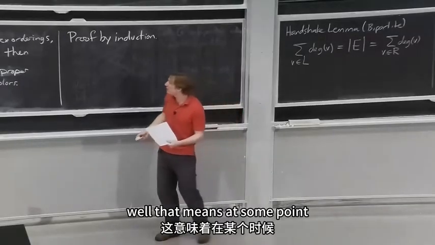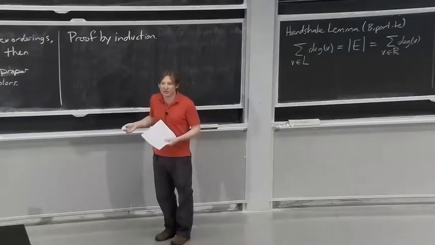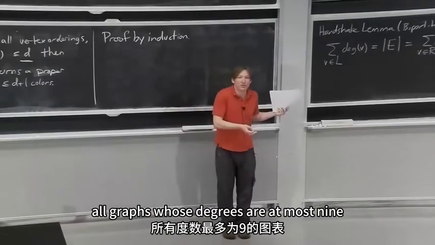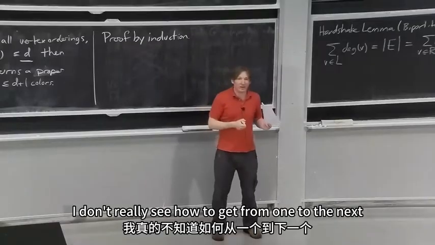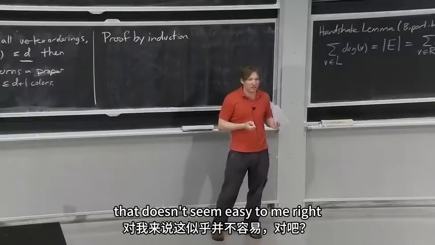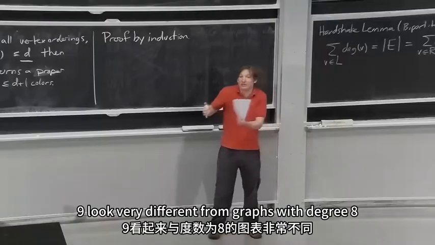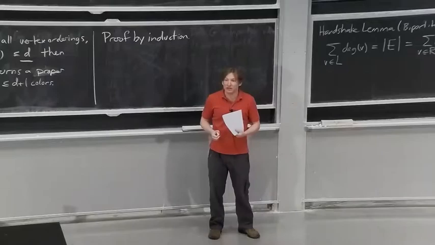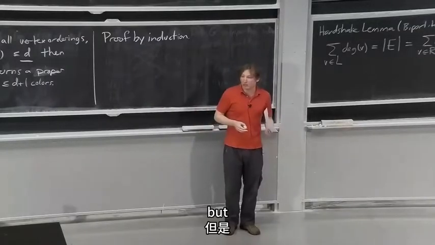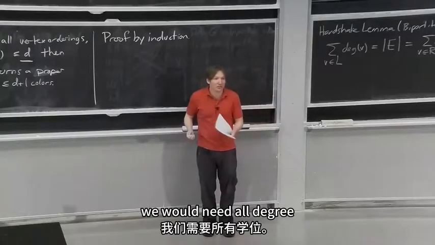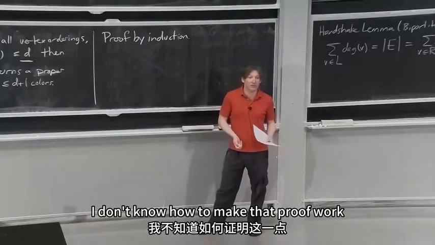Well, that means at some point we know something about all graphs whose degrees are at most 8, and we need to prove something about all graphs whose degrees are at most 9. I don't really see how to get from one to the next. That doesn't seem easy to me. Graphs with max degree 9 look very different from graphs with max degree 8. If you have a graph with max degree 9, there might be many, many vertices with degree 9. But to get anything useful out of our inductive hypothesis, we would need all degrees to be 8 or less. There's a disconnect there. I don't know how to make that proof work.